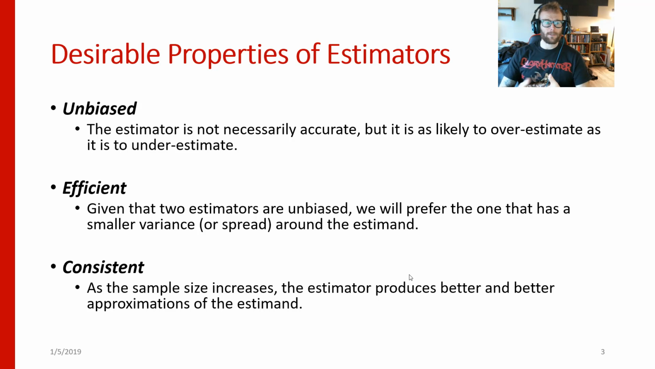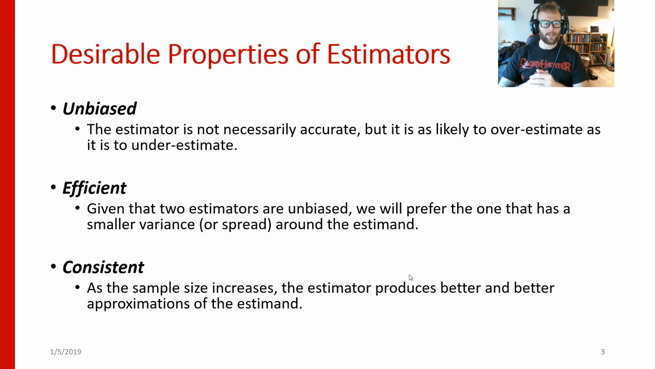Second, we like our estimators to be efficient. Given that two estimators are unbiased, we're going to prefer the one that has a smaller variance, or spread, around the estimand. So again, think about it being unbiased. If we have lots of different estimates, some of them are going to be above the estimand, some of them are going to be below the estimand. So how much they spread out is a measure of their efficiency. If our estimates tend to vary wildly, they're not very efficient. If our estimates all tend to cluster together, that's an efficient estimator. So we will generally prefer an estimator that is more efficient, assuming that it's also unbiased.